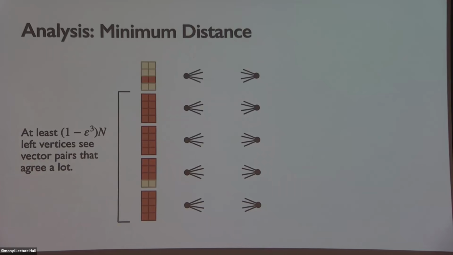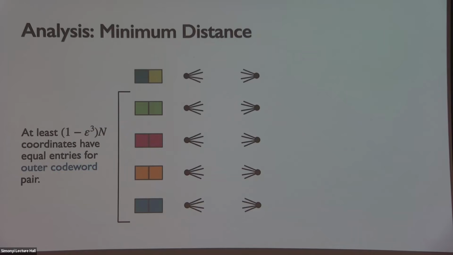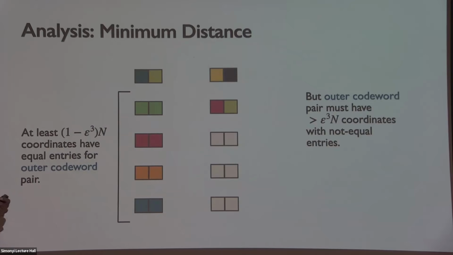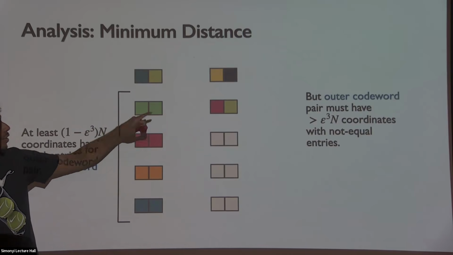And so zooming out a bit, I'll see that for many left vertices, the vector pairs agree a lot. This is from the sampler property that I get. Now if I go to the inner code and look at the corresponding inner code words, I'll see that the pairs are all equal for these many left vertices. Now I'll go to the outer code. That will correspond to the alphabet symbols for each of these left vertices being equal. But I had chosen my outer code to have distance epsilon cubed n, so epsilon cubed n coordinates have unequal entries.